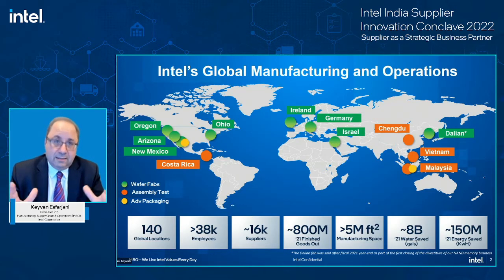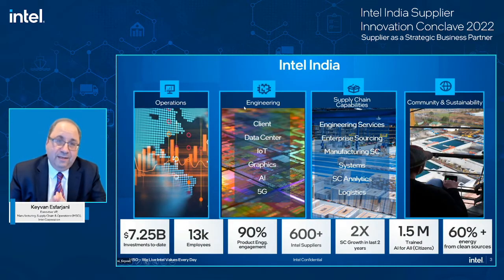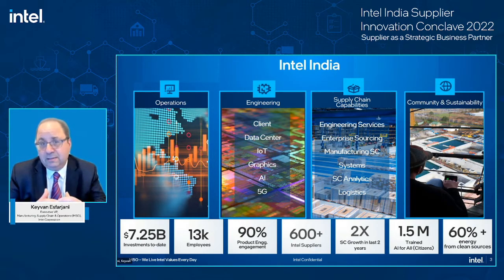Now, within this large infrastructure, we also have Intel India. And Intel India by itself is no small operation. To date, Intel has invested more than $7 billion in the infrastructure needed to power all the engineering support for our major businesses, whether it's client business for PCs, data center, IoT, graphics, AI, 5G. The foundation of the innovation and a lot of those capabilities is coming out of our operation in India. 13,000 of our team members are in India.